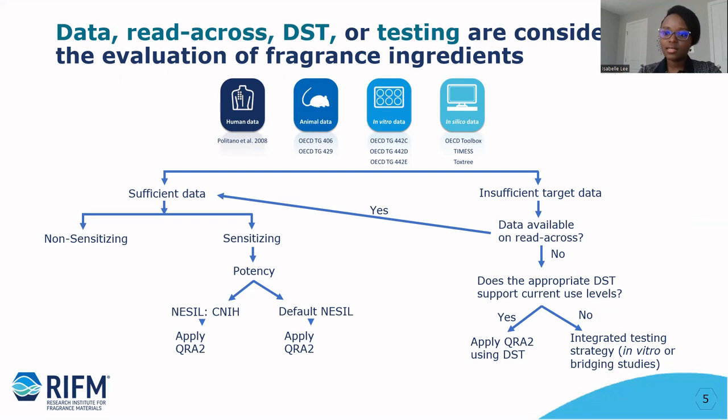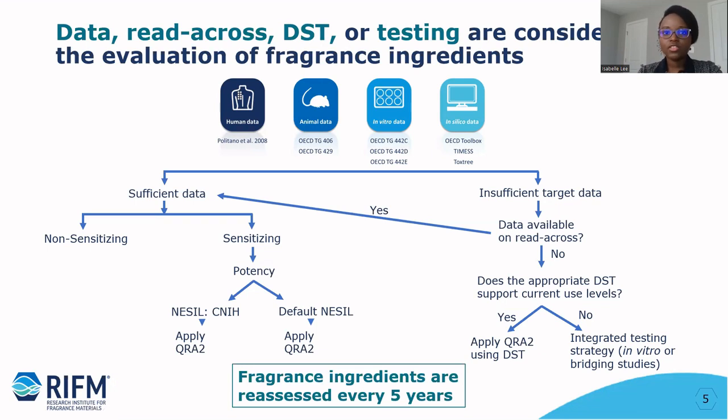which is a similar concept to the threshold for toxicological concern. However, the DST is focused on the skin. And the idea is to look at whether the current use levels of fragrance materials are below the DST. And if they are, then we do the quantitative risk assessment based on the DST. If not, then we do some data filling or bridging studies using integrated testing strategies. And specifically, we look at in vitro data.